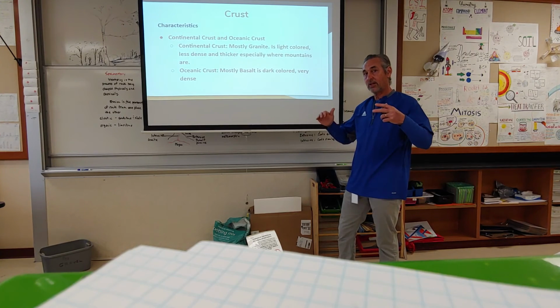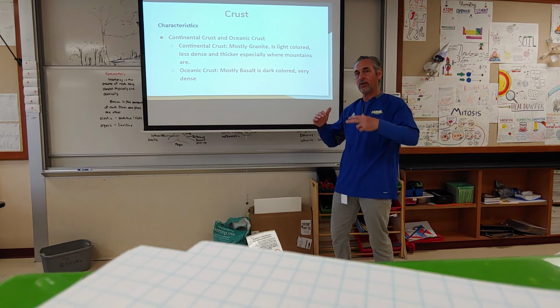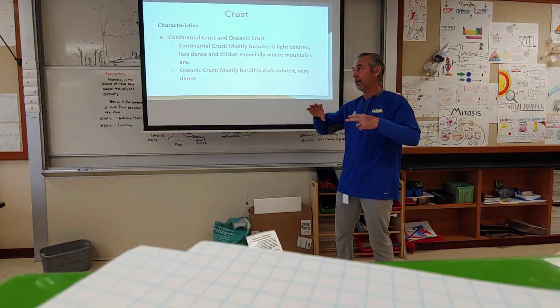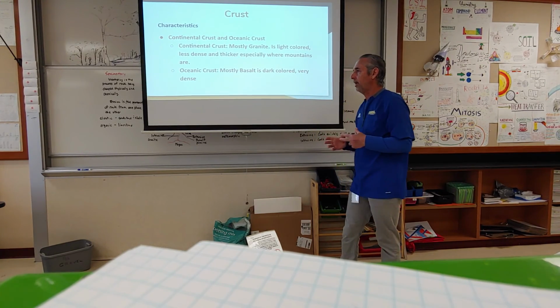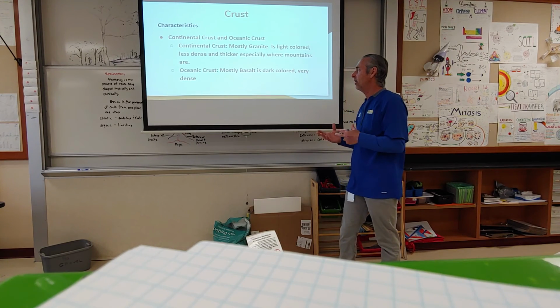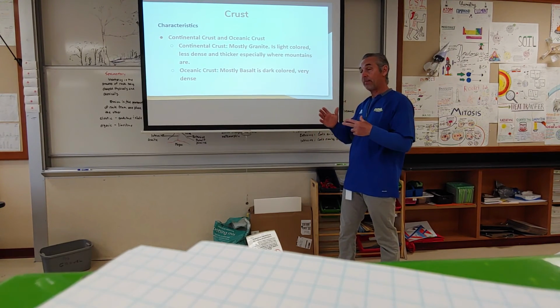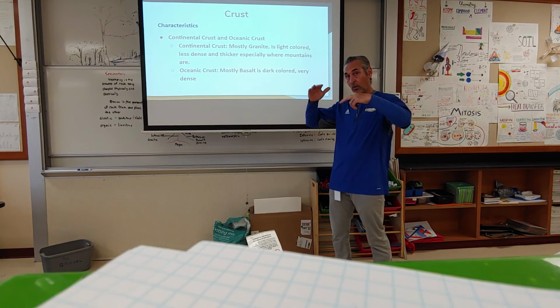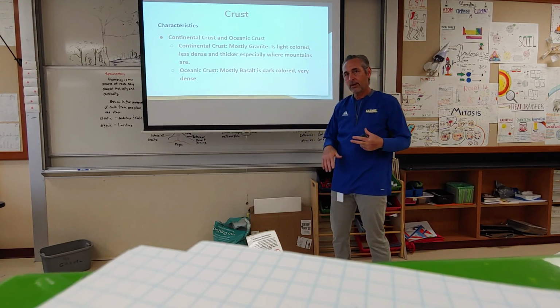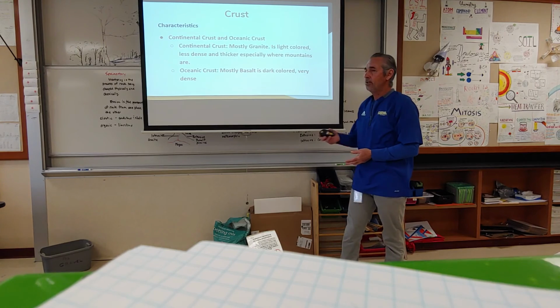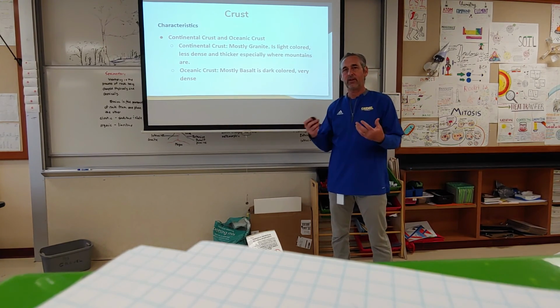So let's say two crusts were coming together, an oceanic crust and a continental crust. We'll talk about this during the continental drift and oceanic plates lesson. What would happen is that the oceanic crust would actually go underneath the continental crust if they were moving together. So that generally is a review of this last unit.